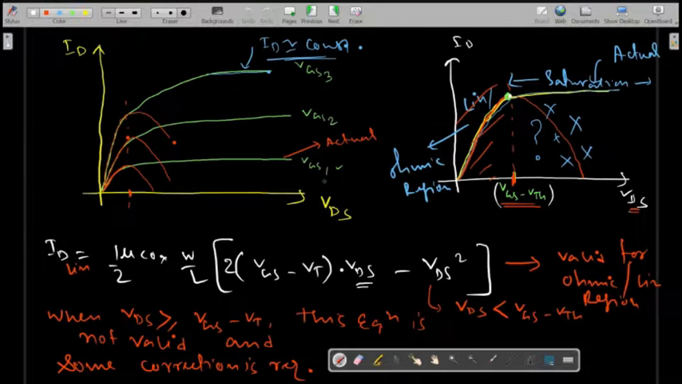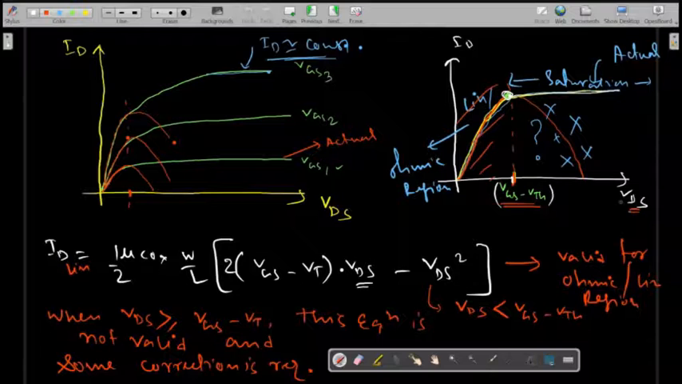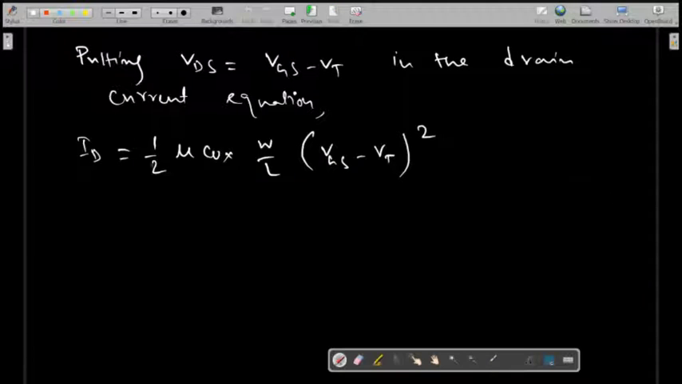That means after this point, whatever the value of VDS, current will be constant. Since this equation does not have any VDS term, whatever the value of VDS is, the current is perfectly constant. So this is ID sat. So this is the saturation region.